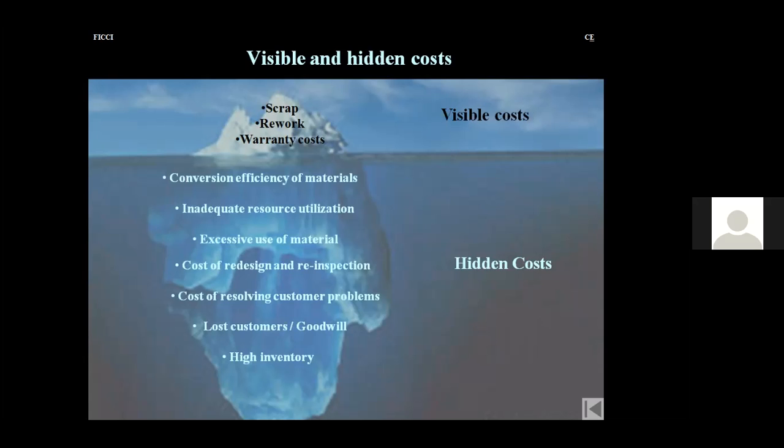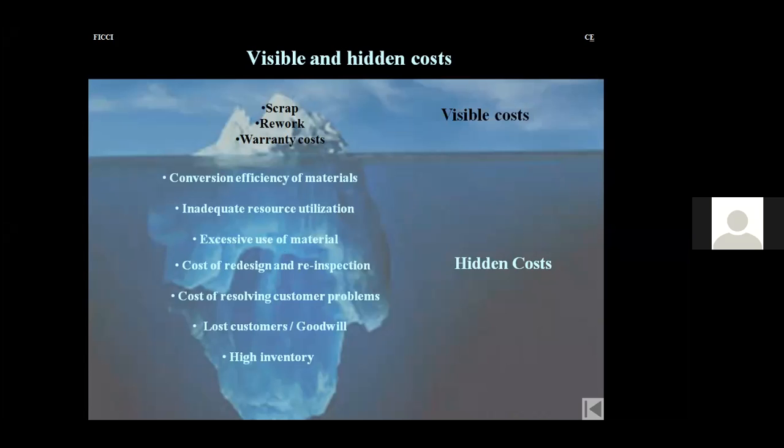So we have to do a lot of line balancing. That would improve the resource utilization. We may not be having good or quality labor in one area. We may be having excess labor in another area. That would again amount to poor human resource utilization. Then excessive use of material, a lot of wastage is being there.